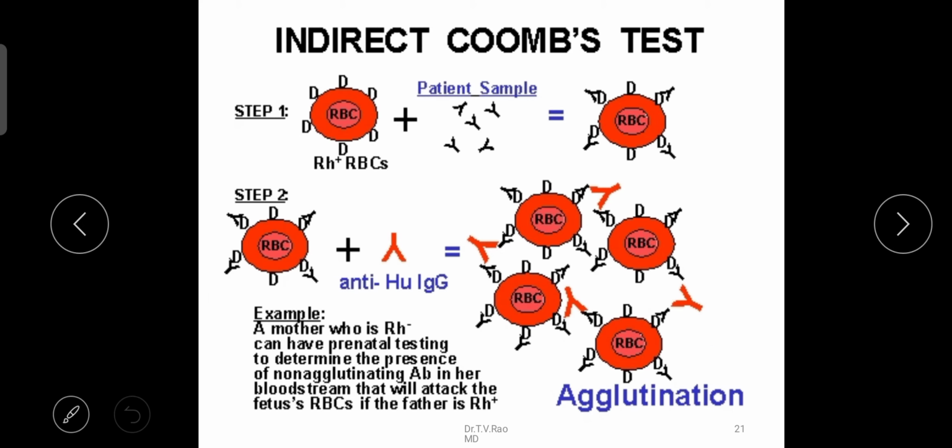Next is the indirect Coombs test. In step 1, we take the patient's serum and sample. Then in step 2, they use the reagent indirectly. In the first test, sample and reagent are used directly, but here we do the test in two steps. For example, a mother who is Rh negative can have prenatal testing to determine the presence of non-agglutinating antibody in her bloodstream that will attack the fetus's RBCs if the father is Rh positive. So these are the two important tests mainly used for detection of Rh antibody in the mother.